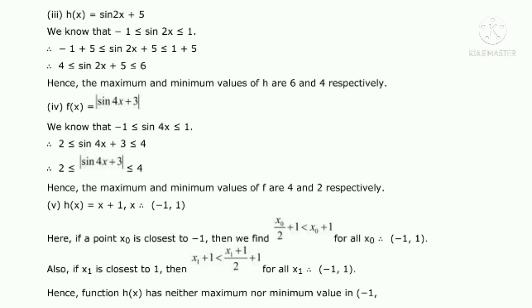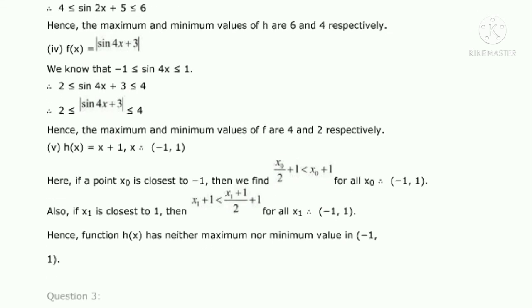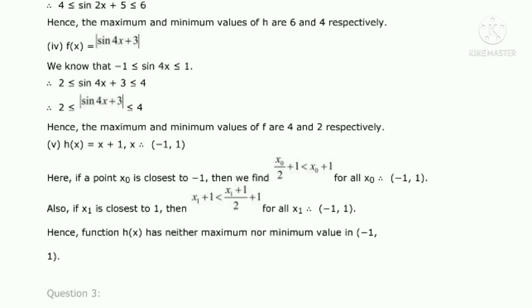Is it clear? Okay. Now if you see question number 5. Question number 5 is given h(x) equal to x plus 1, where x belongs to (minus 1, 1). So here the condition is given. In earlier cases we considered real numbers because the condition was not mentioned, but in this case the condition is given: the value of x lies between minus 1 and 1.